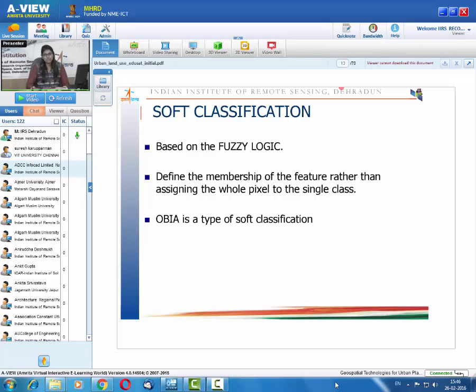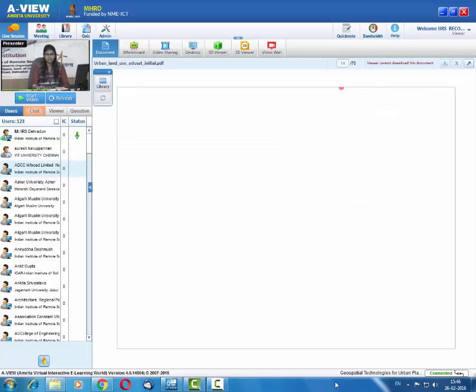What we do in fuzzy classification is that each pixel is further subdivided according to the percentage of its purity and the percentage of the pixel belonging to a certain class. Object based image analysis is helpful in providing the soft classification, and image segmentation can be one way of doing object based image analysis.